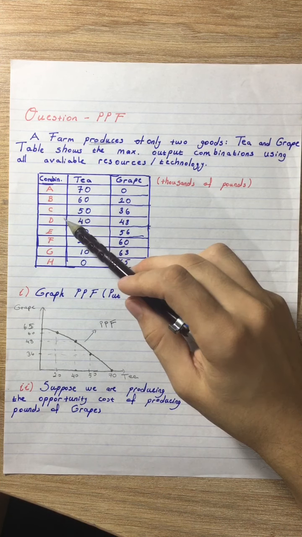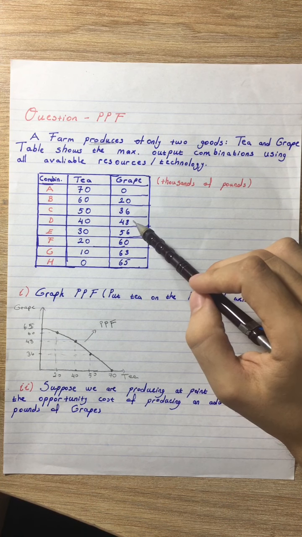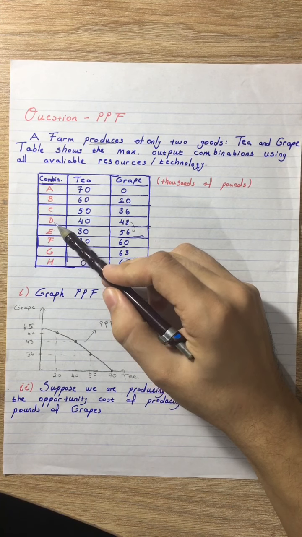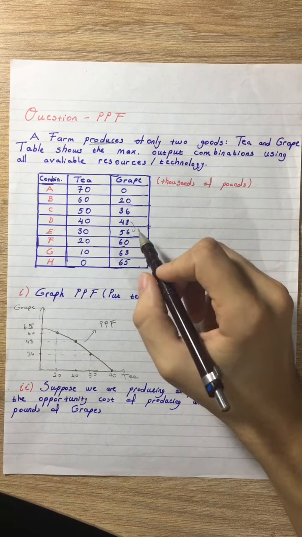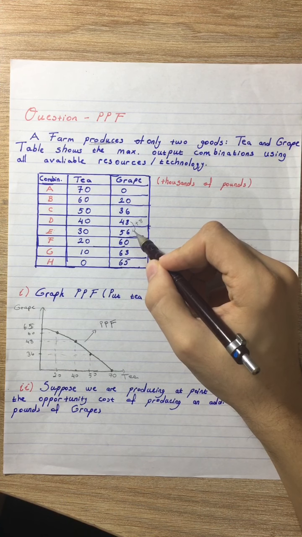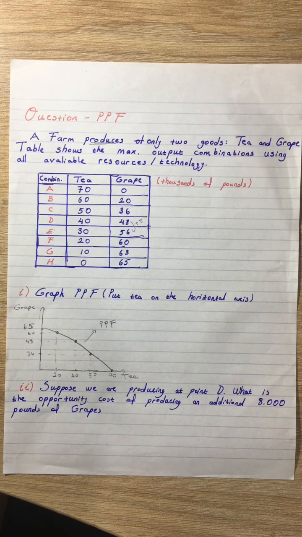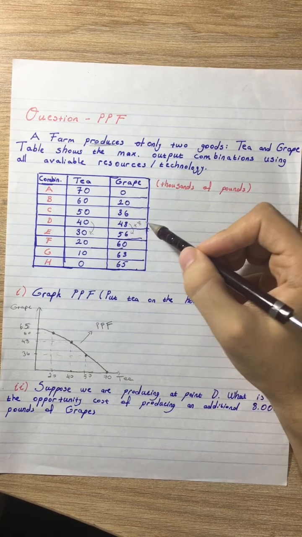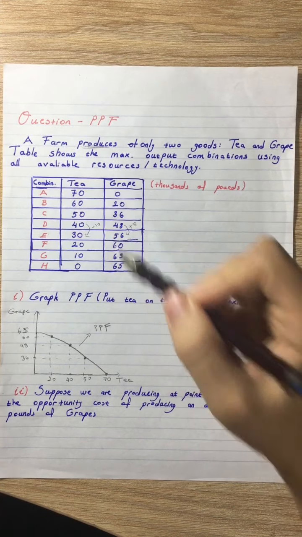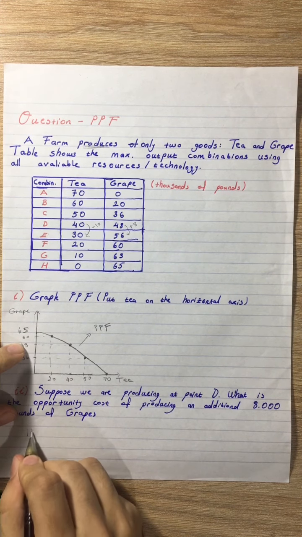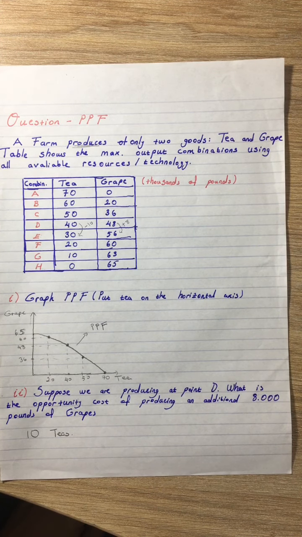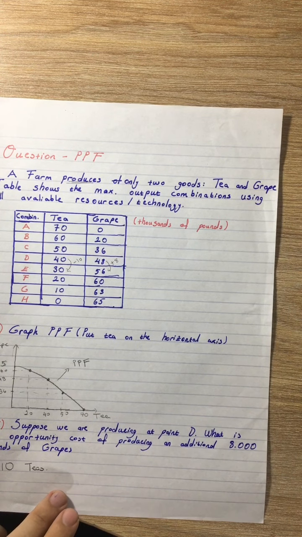We were at this allocation and we want to increase grape by 8. And as you can see, we must go from D to E to realize this goal. We produced 8 more units of grape. So it says, to produce 8 more units of grape, how much tea should you give up? We should give up 10 units of tea to produce 8 units of grape. So the opportunity cost is 10 teas. This is the opportunity cost of producing 8,000 more pounds of grapes.